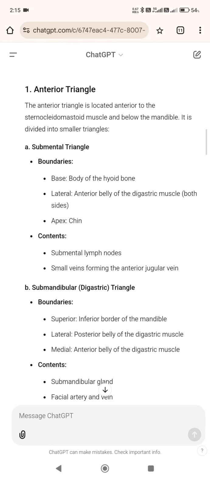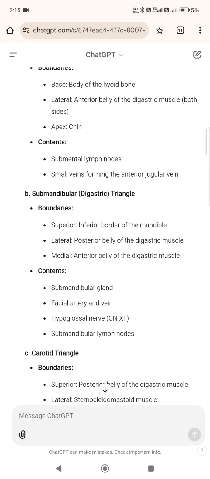1. Anterior triangle. The anterior triangle is located anterior to the sternocleidomastoid muscle and below the mandible. It is divided into smaller triangles. A. Submental triangle. Boundaries: base, body of the hyoid bone; lateral, anterior belly of the digastric muscle, both sides; apex, chin. Contents: submental lymph nodes, small veins forming the anterior jugular vein.